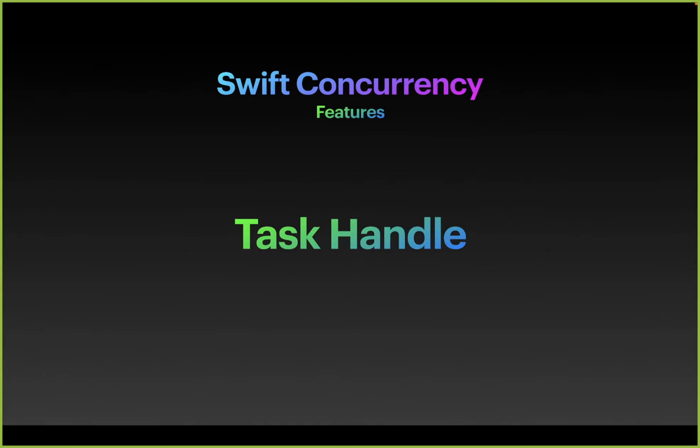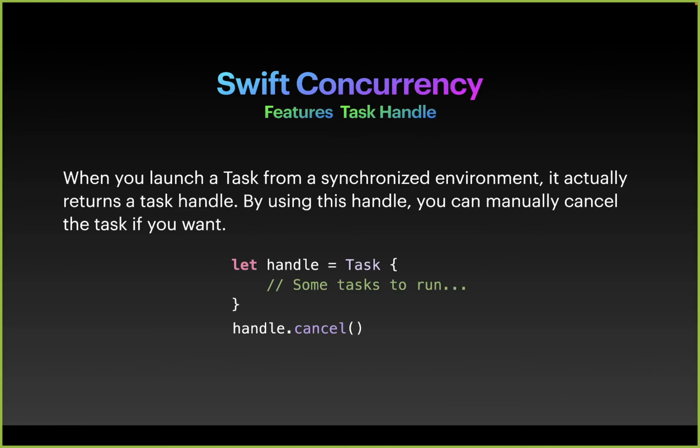Now, the next topic is something called task handle. The task handle is something you can use to cancel the task manually. When we launch a task from a synchronous environment, where you use Task with the curly brackets, you launch a task and actually get a task handle back. By using this handle, you can manually cancel the task if you want. In this case, I assign the task to a variable, maybe named handle, when creating it. You can directly call cancel on the handle to cancel this task manually. Just something simple. Is that clear?